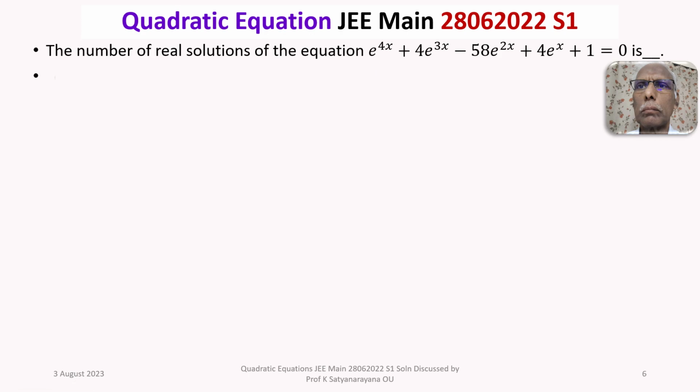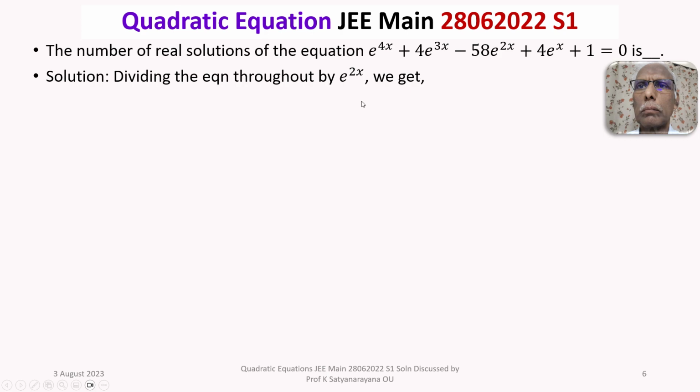Now, dividing throughout by e^(2x), we get e^(4x) by e^(2x), which is e^(2x), plus 4e^(3x) by e^(2x), which is 4e^x, minus 58, plus 4e^(-x) plus e^(-2x) is equal to 0. So, after dividing, we get this one.